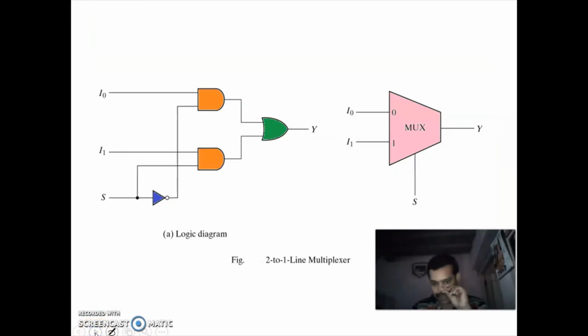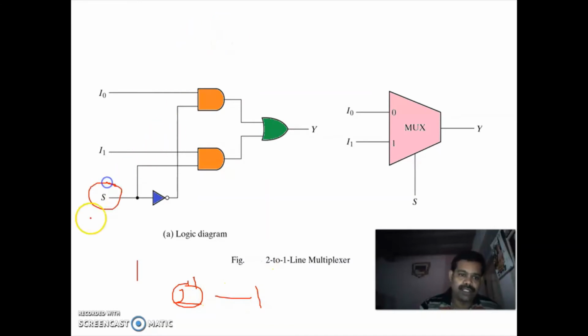So first we are going to see the 2 to 1 line multiplexer. The 2 to 1 line multiplexer will be having 2 to the power 1 inputs, that is, only one select line. So it is having one select line, two inputs and one output.